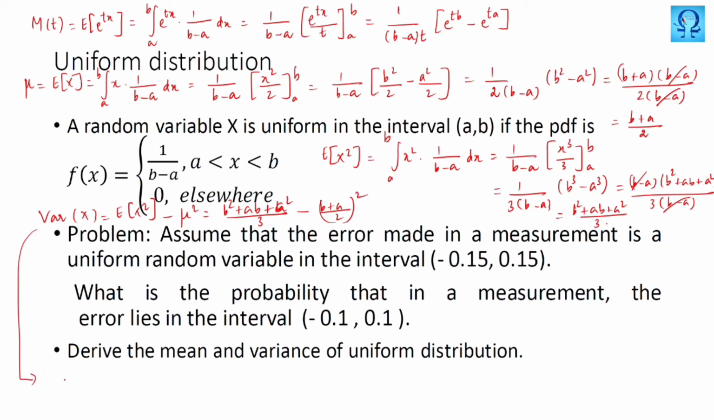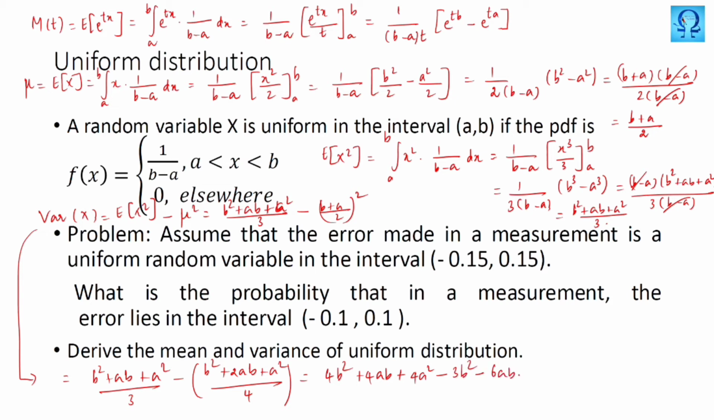So you will get this as (b square plus ab plus a square) upon 3 minus (b square plus 2ab plus a square) upon 4, right? We'll have to take the LCM, so it would be 4b square plus 4ab plus 4a square minus 3b square minus 6ab minus 3a square upon 12.